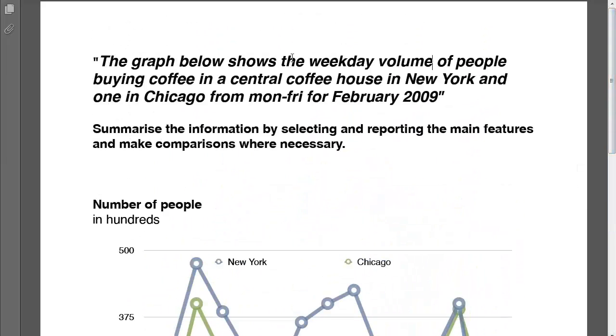And the second thing we do is to underline keywords, as always, in the topic. So what are we going to underline in this case? Well, the weekday volume of what? Of people buying coffee in a central coffee house, okay, in New York and in Chicago, yes, from Monday to Friday, February 2009. Okay, this is what we need to underline.